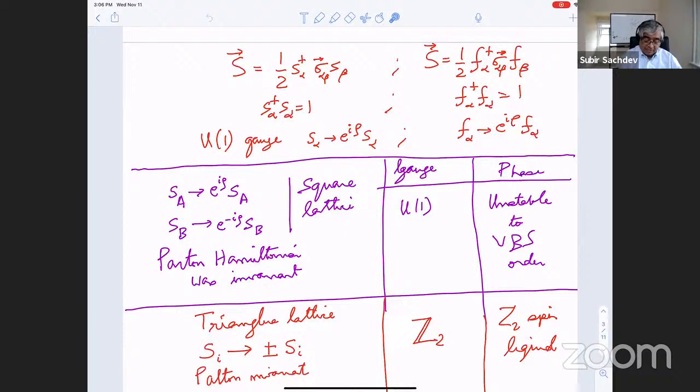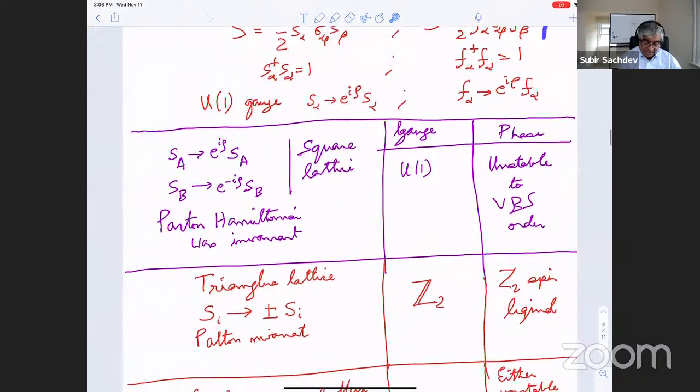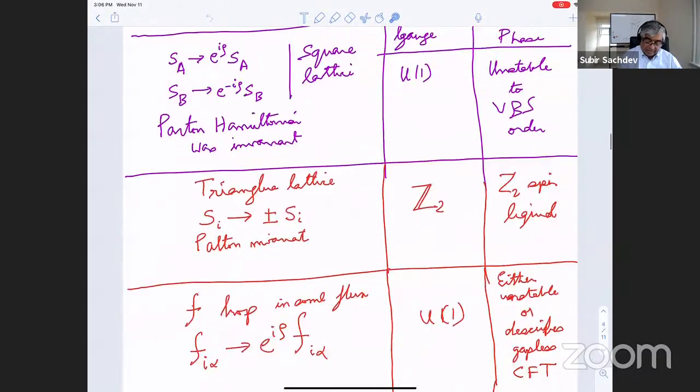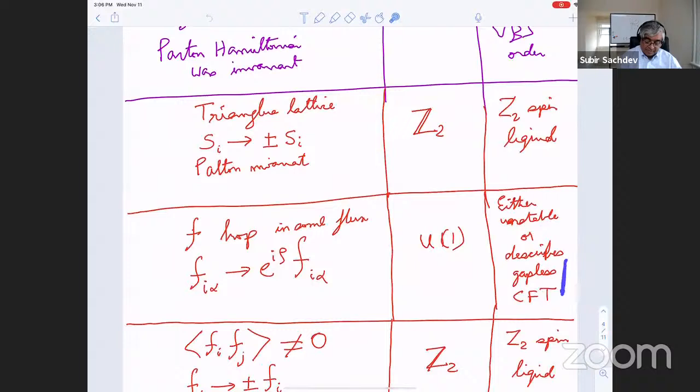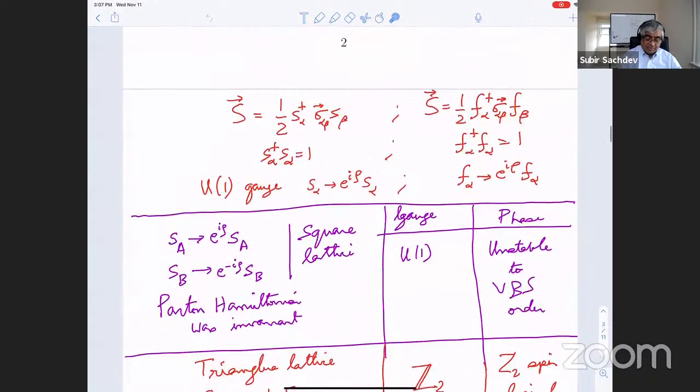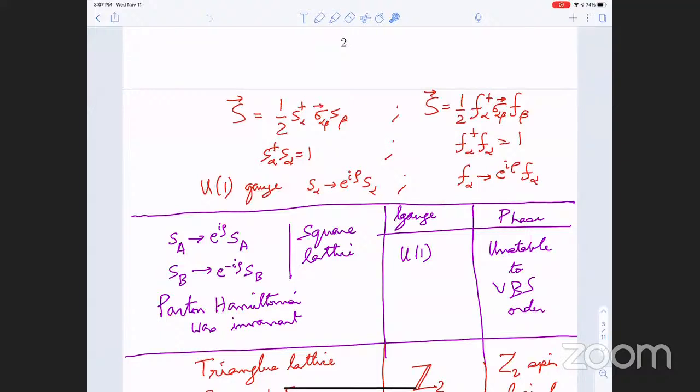And then towards the end of the course, we're going to see that the same trick will help us understand even these gapless CFTs. For the gapless CFTs, there are dualities that emerge at long distances, and those dualities help us see the equivalence between the bosonic partons and the fermionic partons. Okay. I see. Thanks.